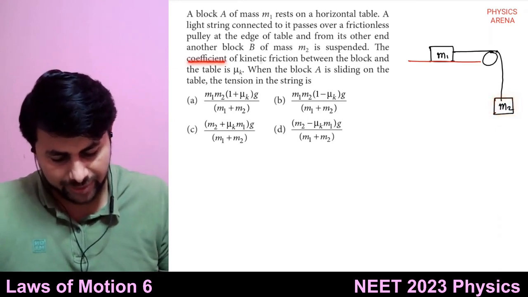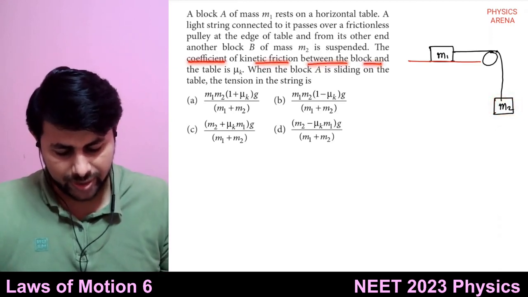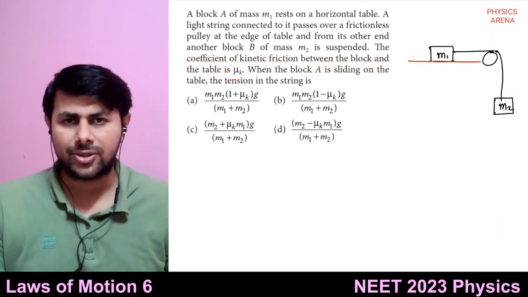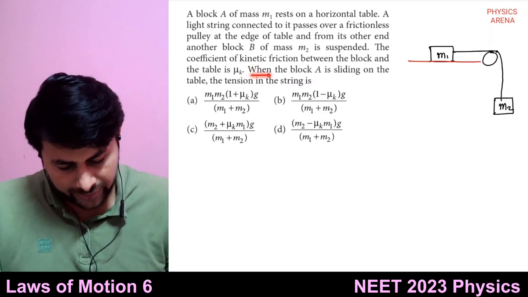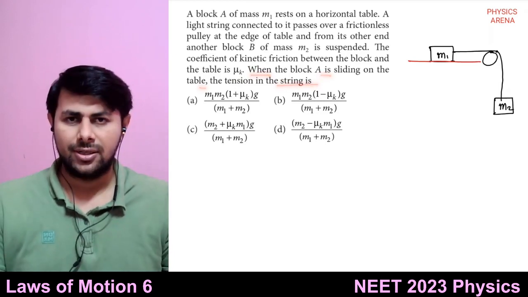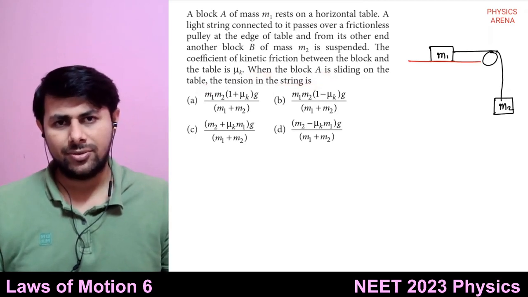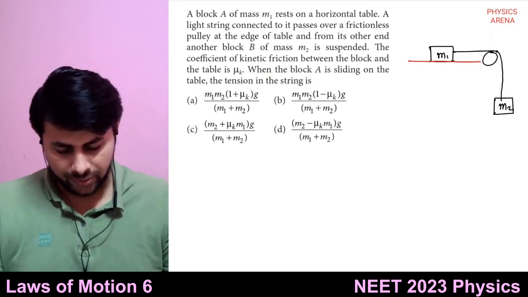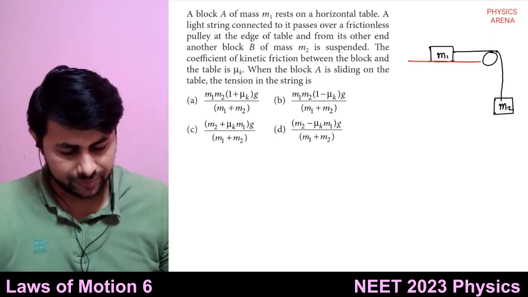The coefficient of kinetic friction between the block and the table is mu k. When block A is sliding on the table, the tension in the string is. So this is exactly similar to the last problem, but in this case we want to find out the tension. Okay, so let's find out tension.